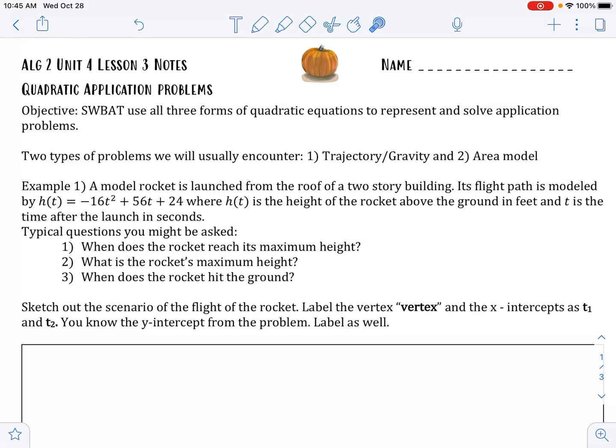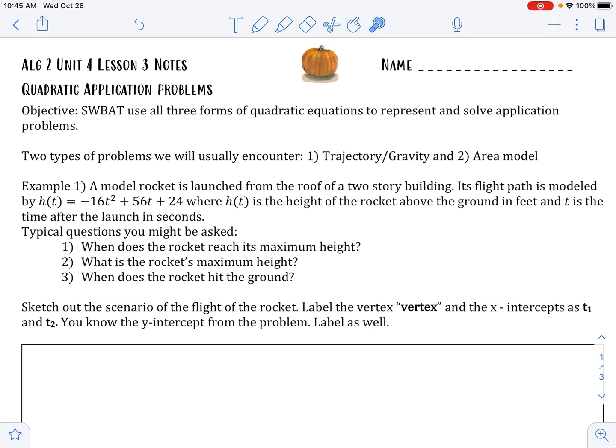Hi everyone, this is Mrs. Olson. This is lesson 3 of Unit 4, Quadratic Application Problems. Your goal for today is to use the different forms of a quadratic equation to represent and solve application problems, otherwise known as word problems.